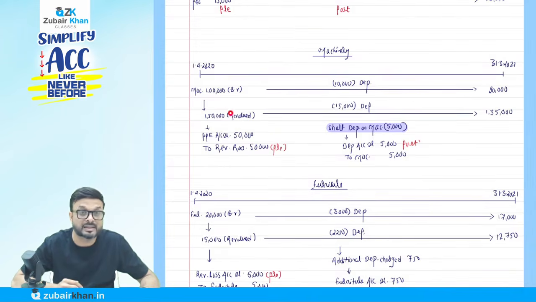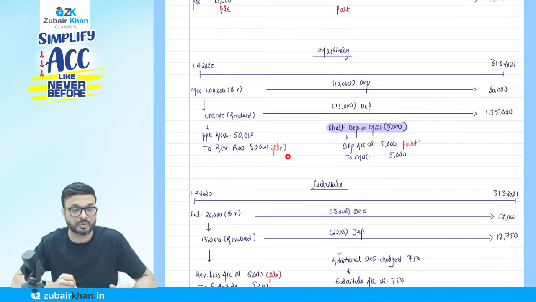So because we are increasing by 50, we are increasing the asset, so debit. PP account debited by 50,000, revaluation reserve credited by 50,000. Correct. What is pre and post? I will come to it later on.